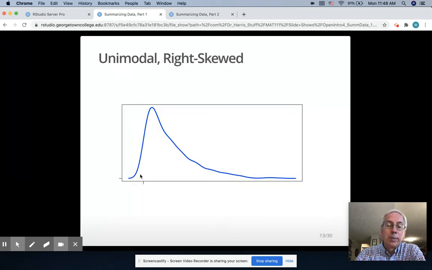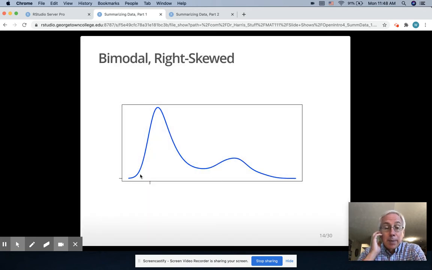Here's a right skewed distribution. This would be a bimodal distribution. It's not necessary to have the peaks have the same height. And so we have a second peak over here on the right side of things, but we would say that there's a longer tail on the right side. So this would indeed be right skewed.